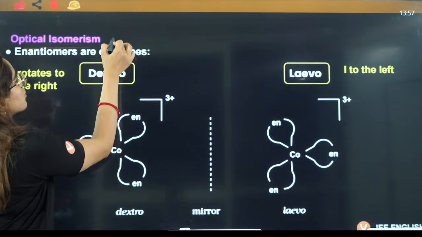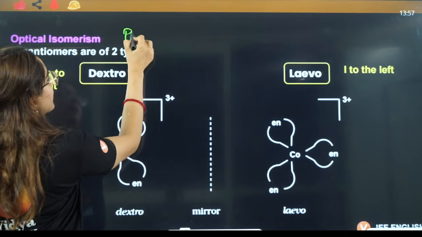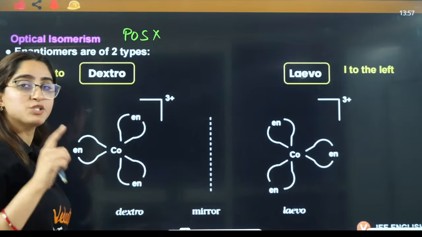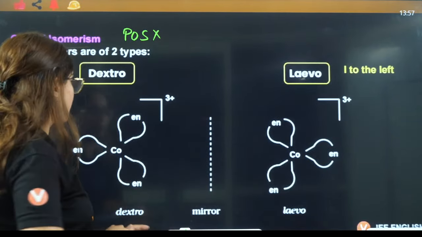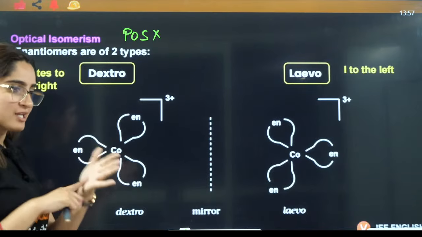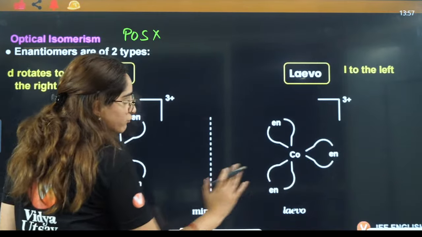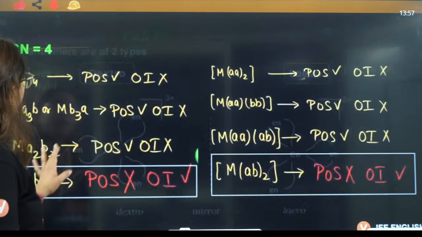Optical isomer, you should not have POS present. POS should not be, plane of symmetry should not be present. That means you should have non-superimposable mirror images here. For example, if I talk about if there is optical isomer present, one will be dextro, other will be levo here, right? So one by one we'll talk about this.